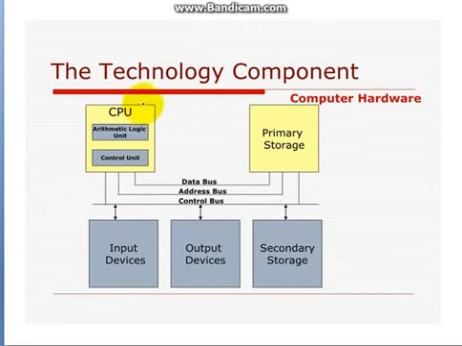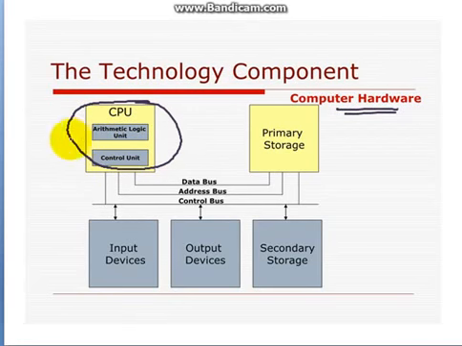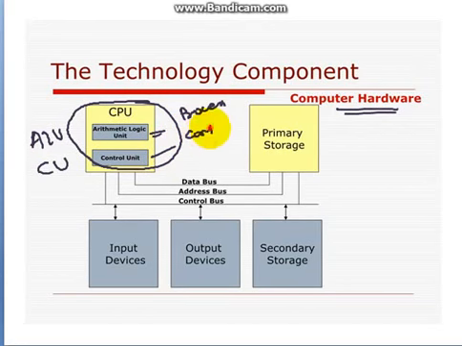Let us see the computer hardware. Here we have CPUs. What do CPUs contain? The ALU, that is the arithmetic logic unit, and a control unit. The arithmetic logic unit processes all the arithmetic calculations, and the control unit controls the processes. Here is some primary storage, and this is how the technology works.